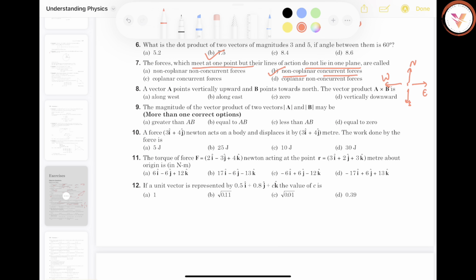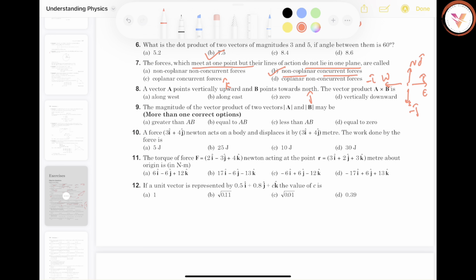either you can do it like this: if you take east as i cap as per your x, y, and z directions, this is minus i, this is j, this is minus j, and upward is k. So A is vertically upward, you can take it as positive k. B is towards north, then you take it as j.